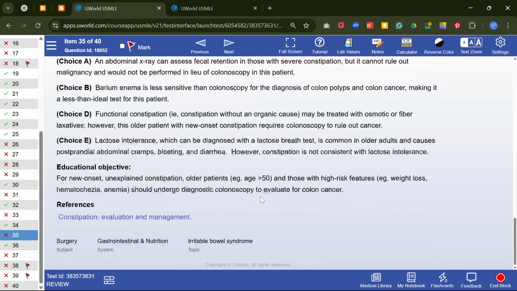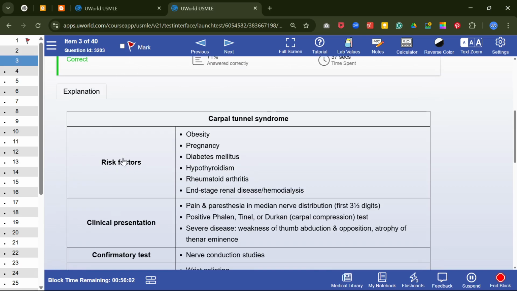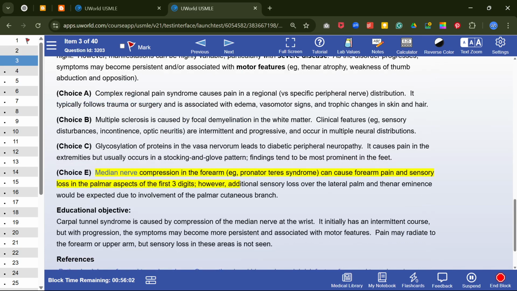Okay, first look at pronator teres syndrome. In pronator teres syndrome, what happens? There is median nerve compression in the forearm, option E. Yes, E first. Median nerve compression in the forearm, pronator teres syndrome.